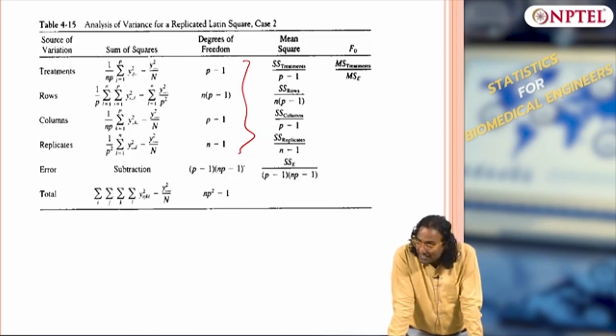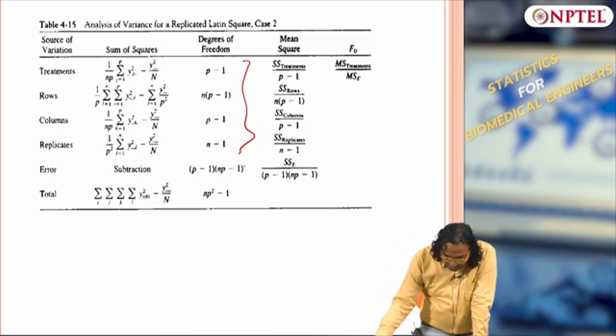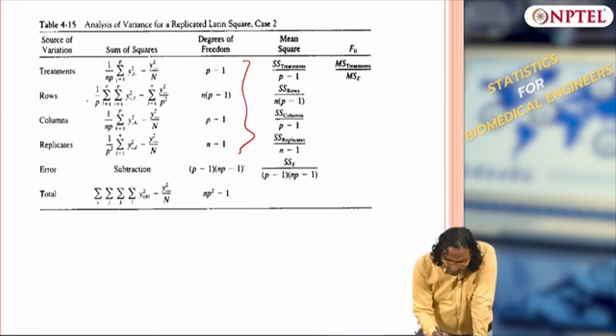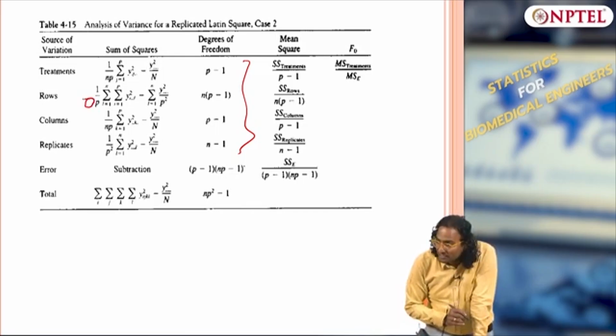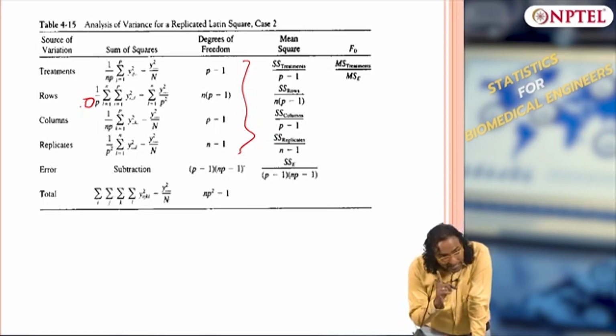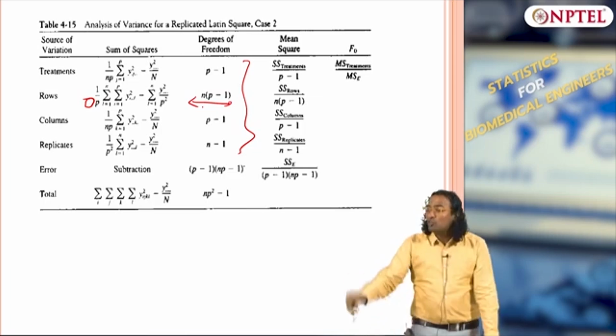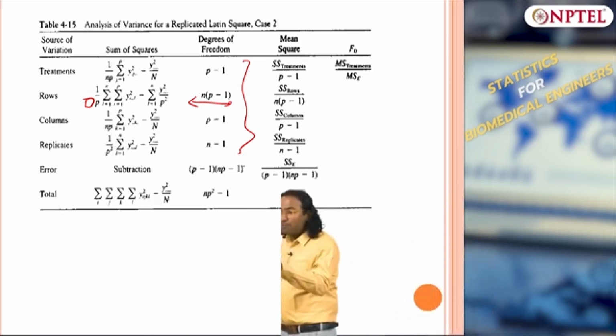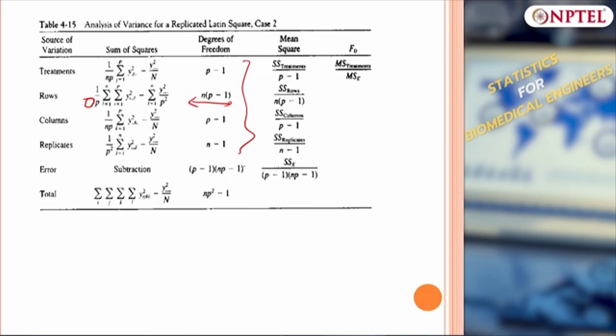Look at the degrees of freedom of rows; everything else remains the same. For the one which is not replicated, it should be NP if it is exactly replicated. You have not exactly replicated it, so what will happen? You have to consider only within that particular block, and the degrees of freedom will go higher. It is not p minus 1 exactly, because you have not replicated properly. It is p minus 1 for each block, so it will be n times p minus 1.